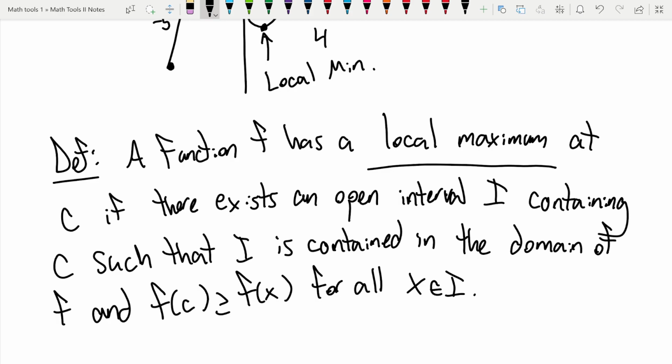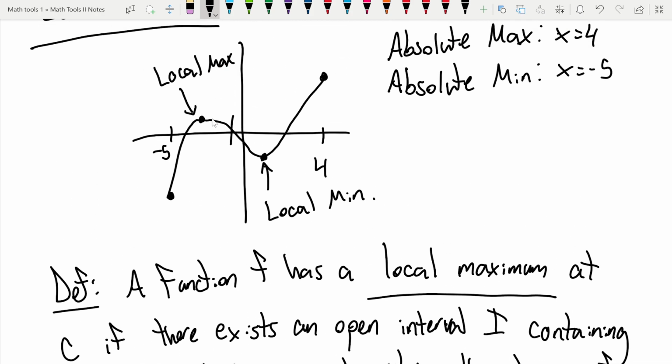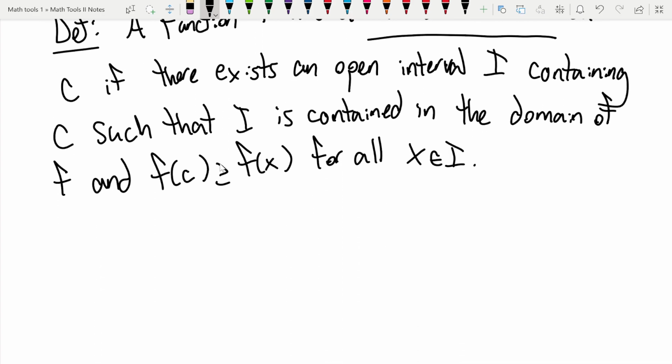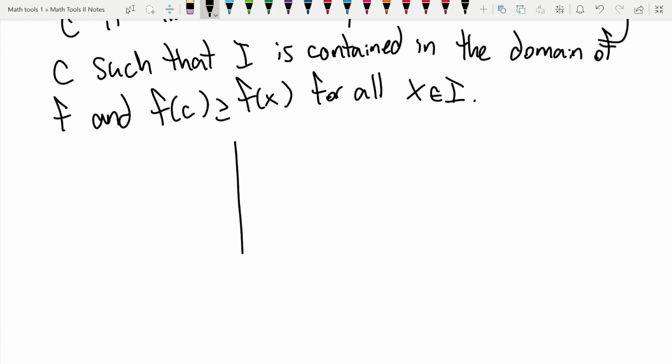So we need to be able to, at the point c, where we suspect that there's a local maximum or minimum, make an open interval I around that point, which is still in the domain of f, right? We don't want to exit the domain of f. And it needs to be, in the maximum case, larger than all of the other points in that interval. Okay. So with something like this, we can clearly do that. Or if we want a more concrete example, let's just take a look at x squared again.